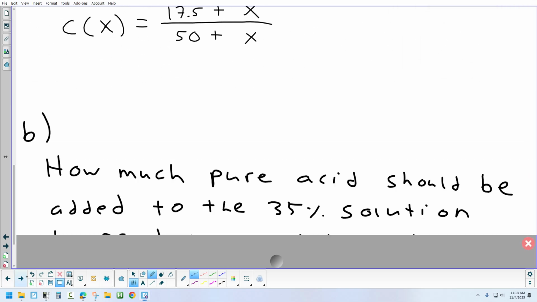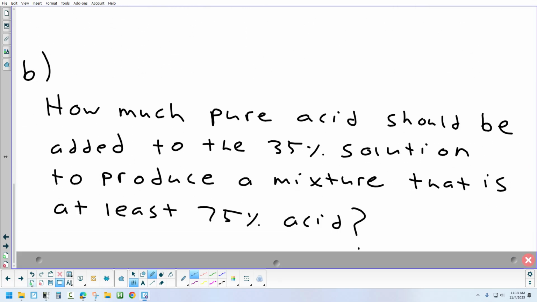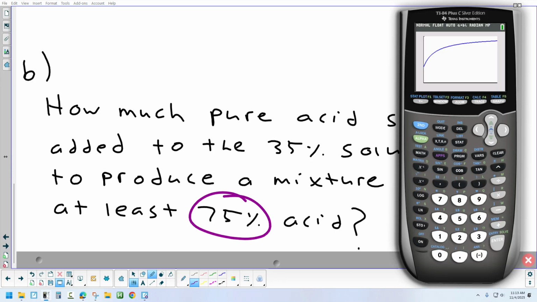They want us to figure out how much acid you would have to pour in to make the concentration of the acid 75%. So right now it's at 35. I want to know how much I need to pour in to get it up to 75. Okay. How do you think I'd use my graph to do that?